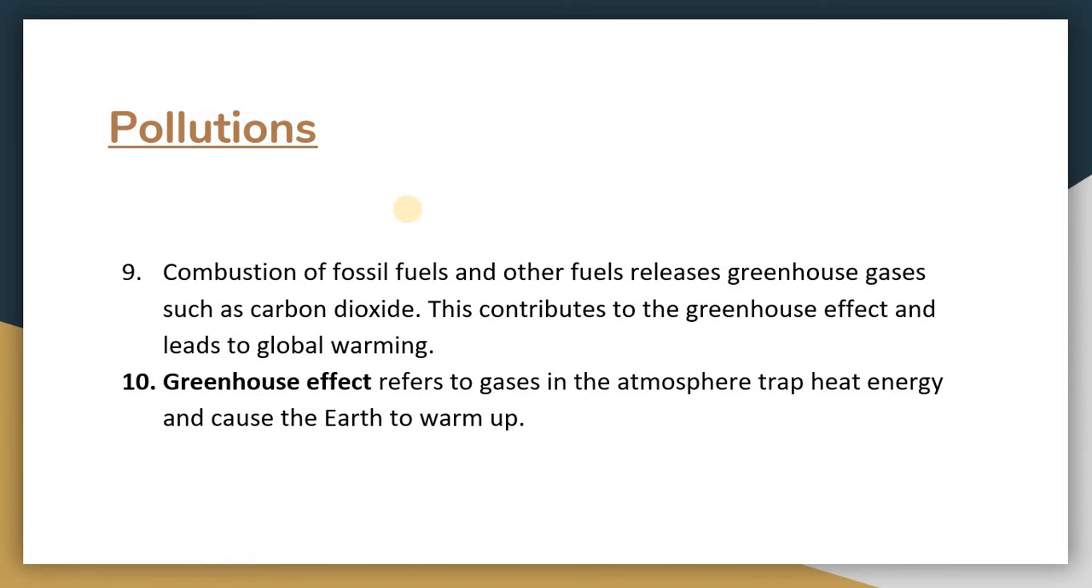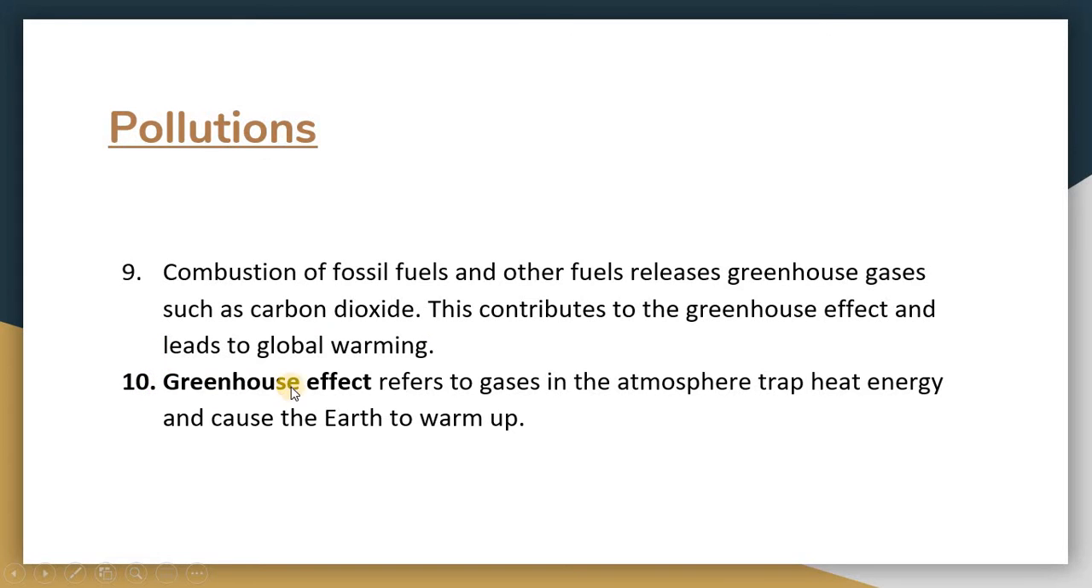And next, another kind of pollution is called air pollution. So how does air pollution come about? So combustion of fossil fuels, or sometimes we call it burning of fossil fuels, and other fuels will actually release greenhouse gases such as carbon dioxide. So when a greenhouse gas is being released, this contributes to something we call the greenhouse effect, and it will lead to global warming. All right.